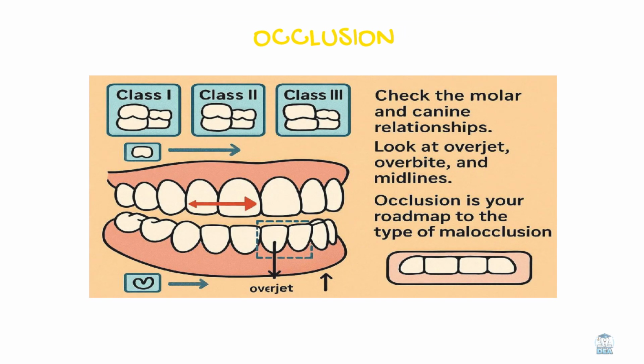Second, occlusion. Check molar and canine relationships. Check overjet and overbite. Evaluate dental midlines. Occlusion is the roadmap to understanding malocclusion.